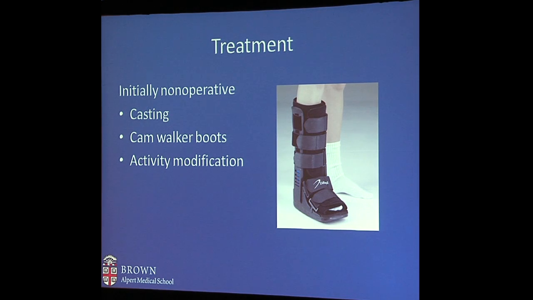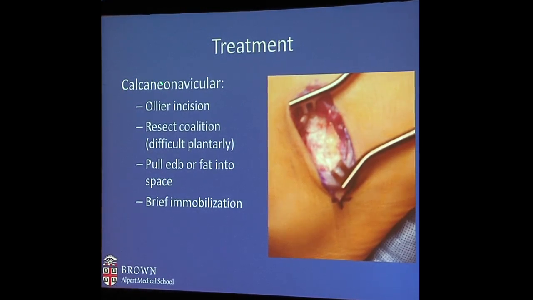So believe it or not, we try not to operate on everybody. We try casting and boots and activity modification, et cetera. They all feel better in the boot or the cast, and they all have pain resume immediately when the cast stops. So most of these kids, if they're coming to you or coming to me, it's because they're painful, and so they get surgery. The calcaneonavicular is easy. Those are two bones that are never supposed to touch. So we make our incision, there's the bridge, we resect the whole thing, we stuff fat into it or muscle. I like to use fat. It's funny, every mom, every patient says, do you need a donor? So they like that. The fat gets in there and prevents it from coming back.